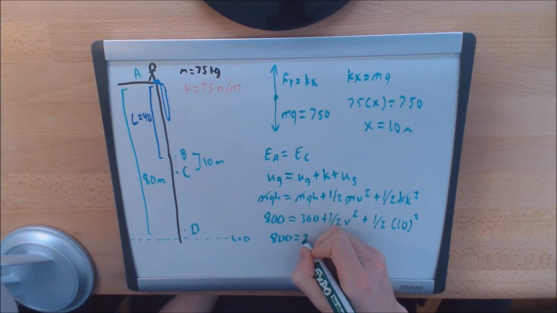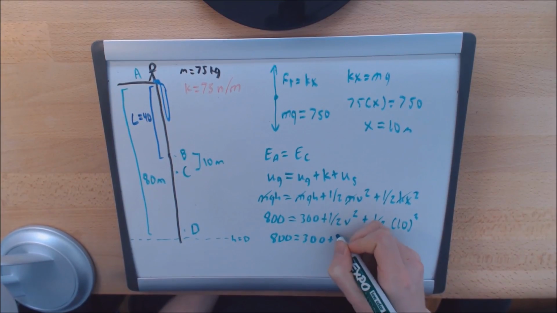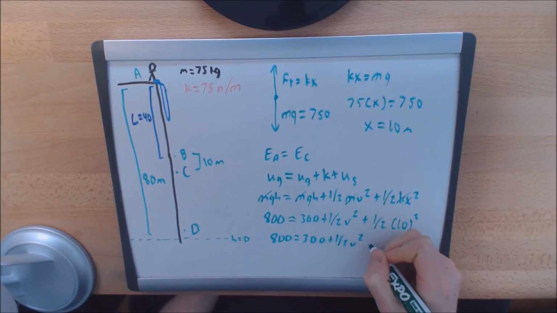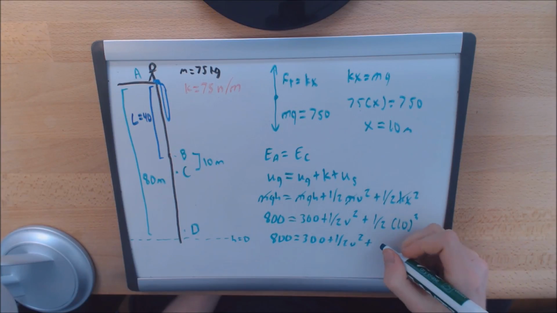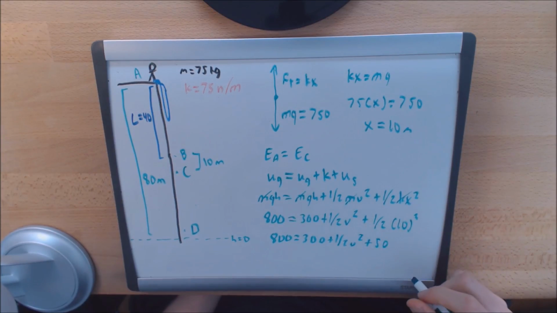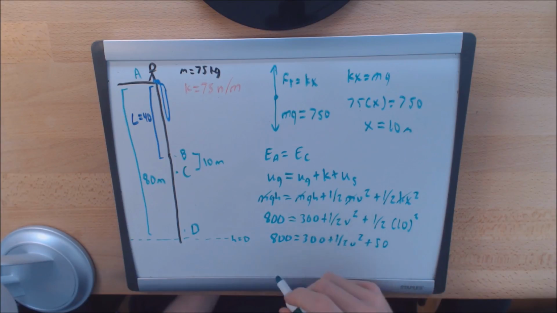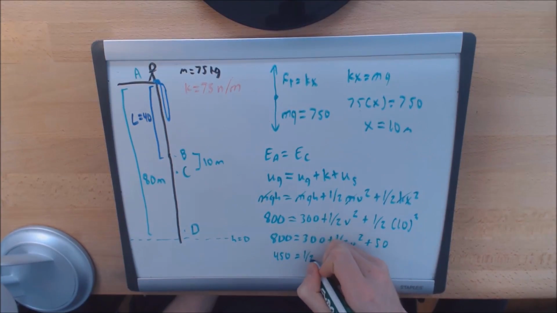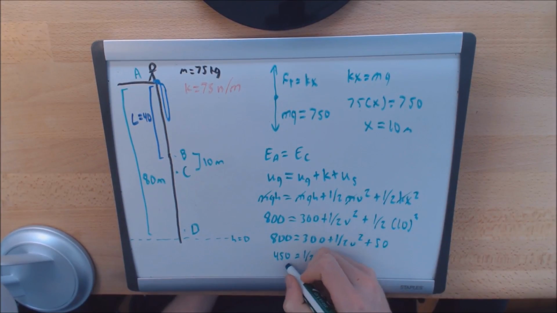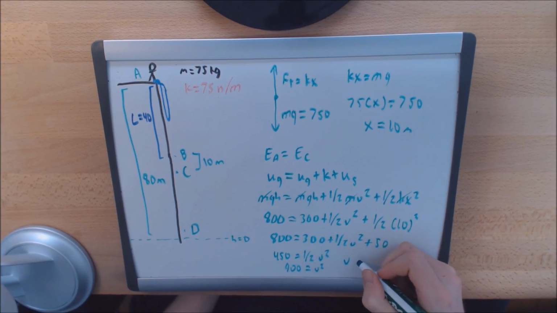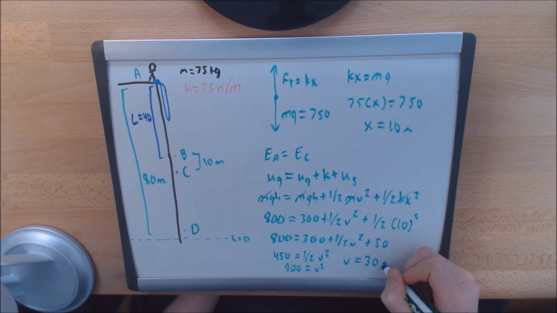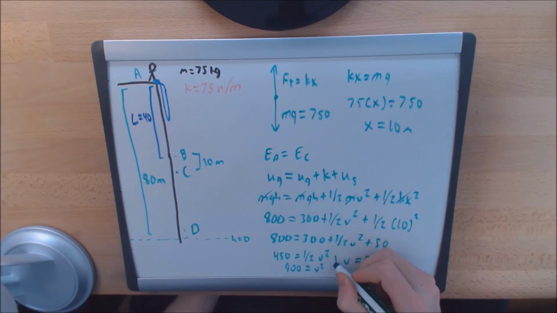800 equals 300 plus half v squared plus, this is going to be 100 times a half, gives us 50. Move the numbers to one side, we'll get 450 equals 1/2 v squared. 900 equals v squared, and we get a v of 30 meters per second as his maximum speed.